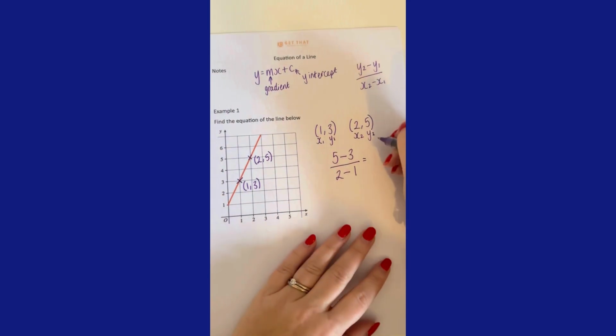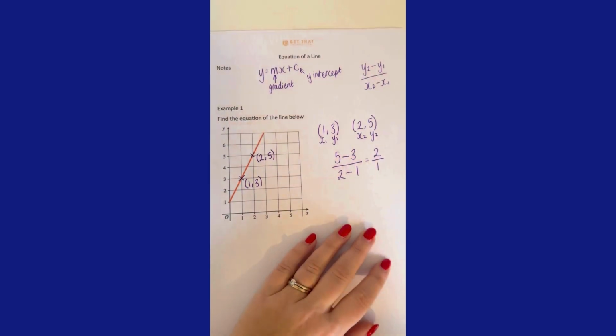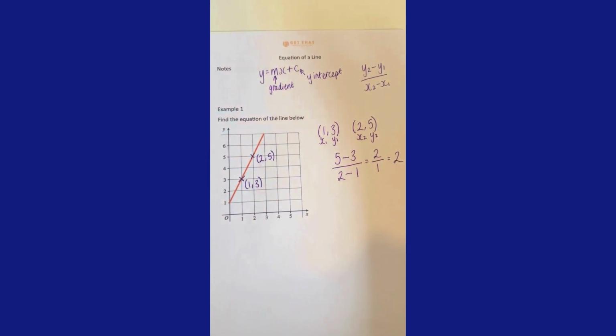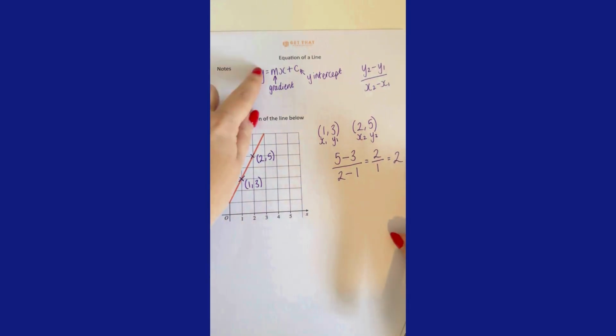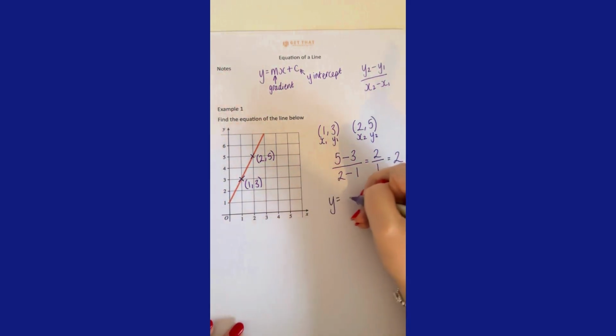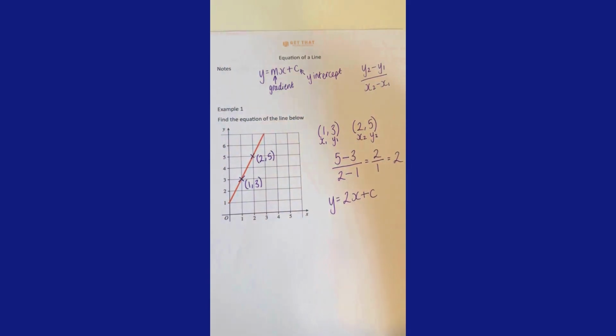5 take away 3 gets me 2, and 2 take away 1 gets me 1. Now, 2 over 1 is the same as 2 divided by 1, and I can do that division. 2 divided by 1 gets me 2. This tells me my gradient is 2. So I can then say y equals 2x plus c. We've got our gradient value, we've substituted that into our equation. What we now need to find out is our y-intercept.